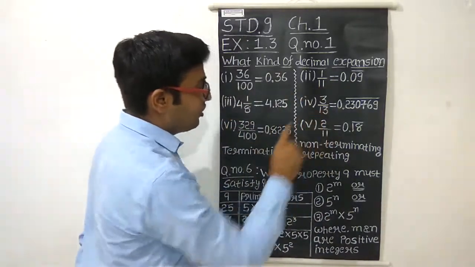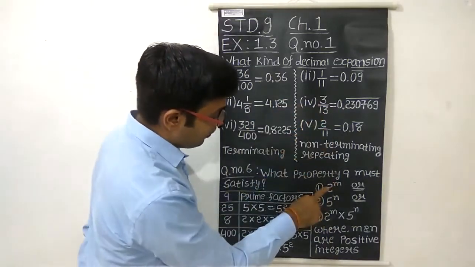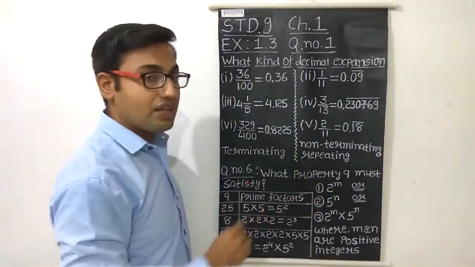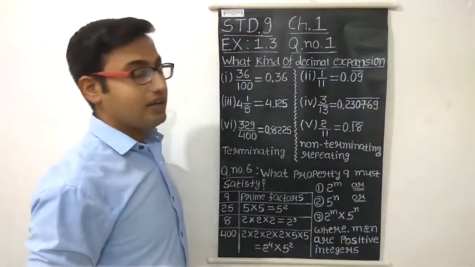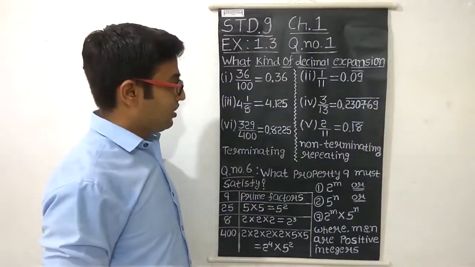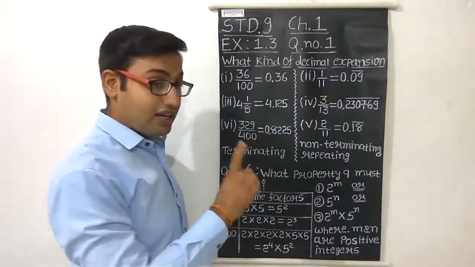Again, here the denominator is 13. It does not have a prime factorization in any of these forms. That is why it also has a non-terminating decimal expansion, right? So now you understand this question and its answer.